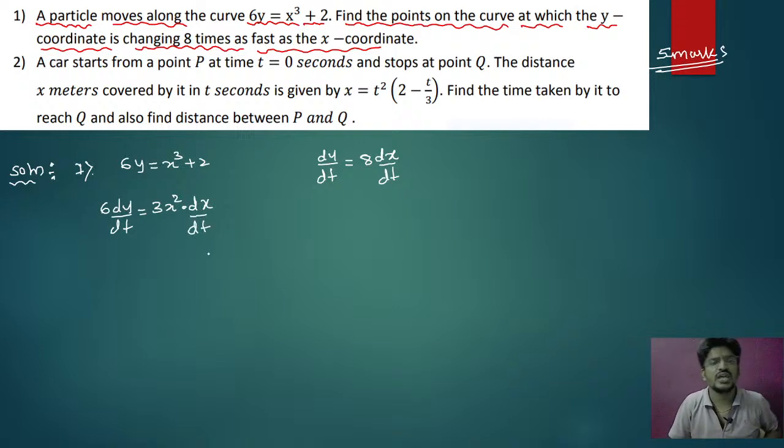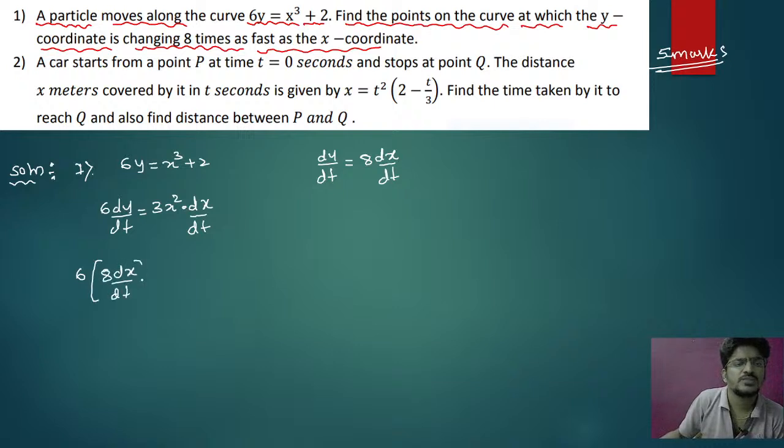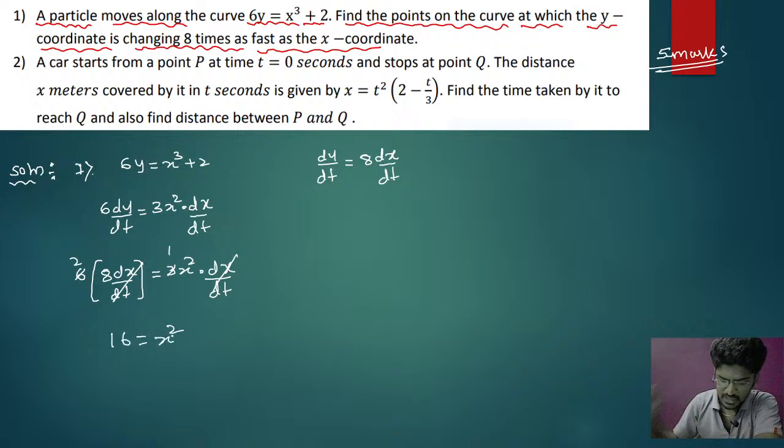Okay. So now you can see here we have dy by dt equal to 8 times dx by dt. So I will replace dy by dt here with 8 times dx by dt. That will be equal to 3x square into dx by dt. So you can cancel the terms dx by dt, and here 3 into 1, 3 into 2, so that 16 equal to x square. Then x will be equal to plus or minus 4.